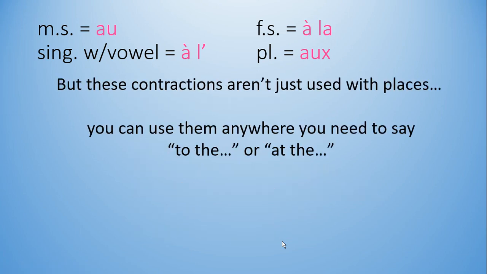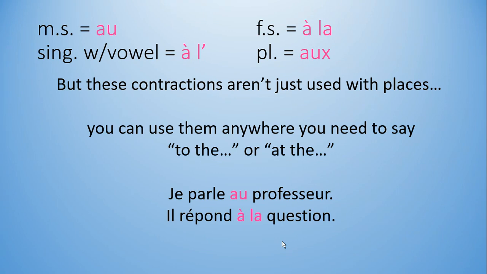But these contractions are not just used with places. You can use them anywhere you need to say to the or at the. Once again, if you're using these, the is already there. If you just need to or at by itself, it's just back to the à by itself. Okay, so je parle au professeur. Okay, so the professeur is not a place, obviously. So this is going to be je parle au professeur. I am talking to the teacher.